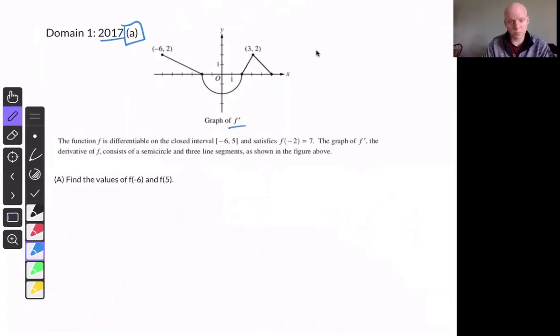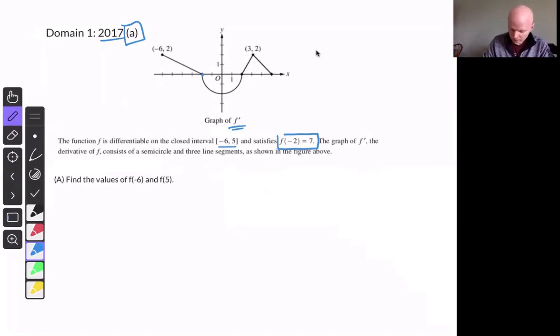We're given the graph of f prime instead of the graph of f, and then have an integral or something like that. And it says that the function f is differentiable on the closed interval -6 to 5 and satisfies f of -2 equals 7. So we know that f of -2 is 7. Now, if you look at this graph and think that's not true, f of -2 is 0, remember that this is the graph of f prime. The graph of f is something that we can't see. We're just told that f of -2 is 7.